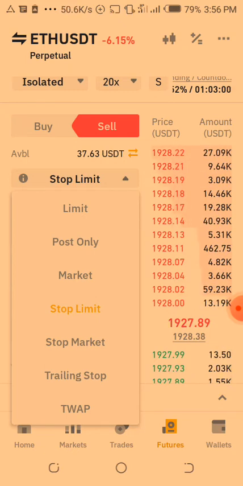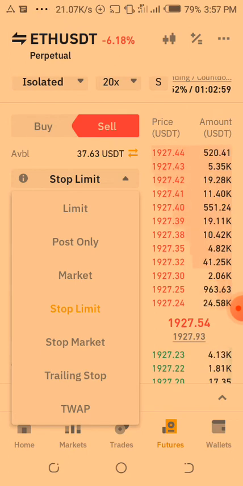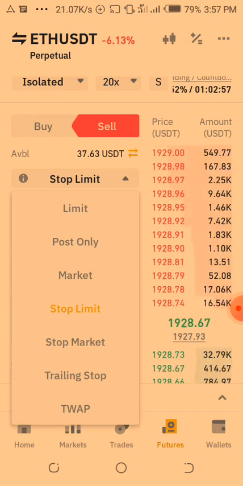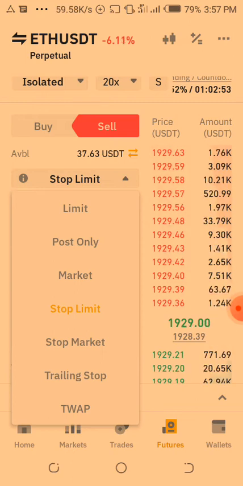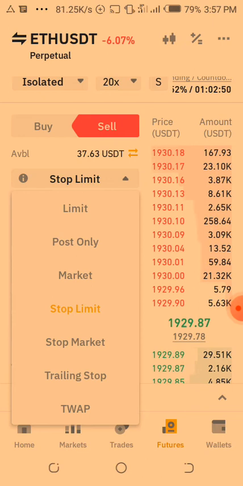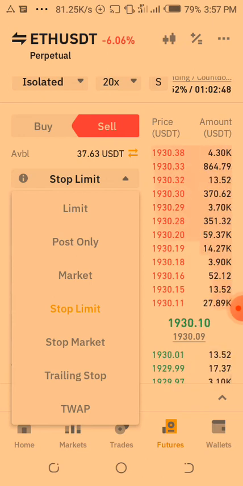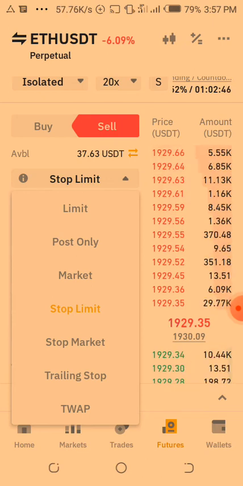You have stop market, you have trailing stop. I will get to trailing stop, but that will be in a different video on its own, because it's quite a bit vast to work with in terms of profit maximization. So that is how it is for the limit.